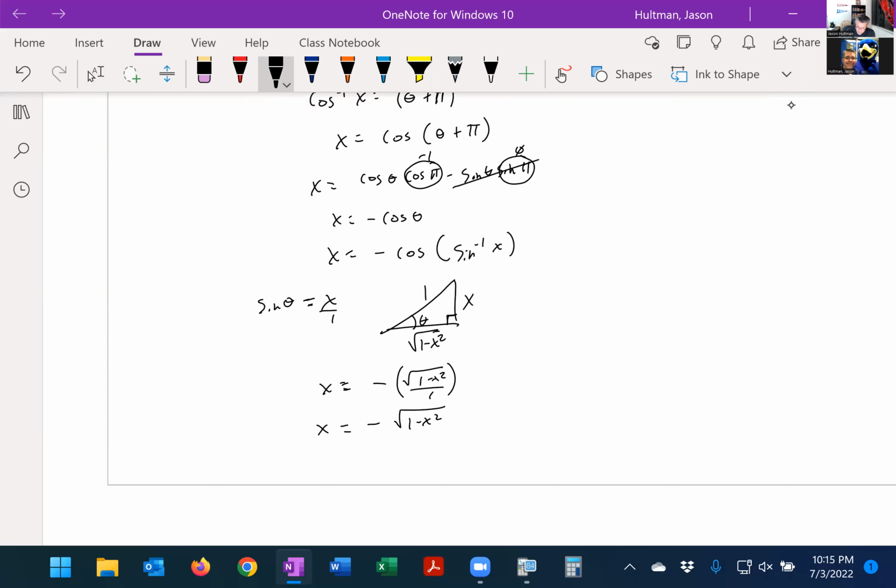Then if I square both sides, I get x squared equals 1 minus x squared. So 2x squared is equal to 1. Divide by 2, x squared equals 1/2. Take the square root of both sides. x equals plus or minus radical 2 over 2.